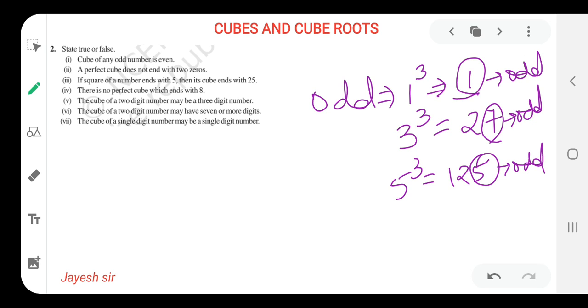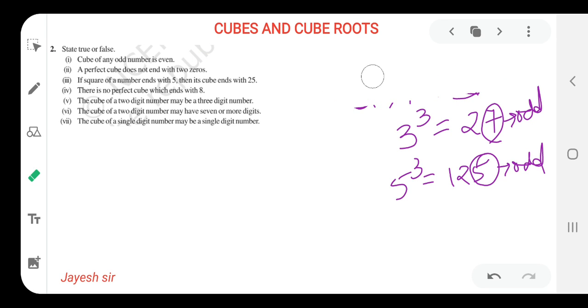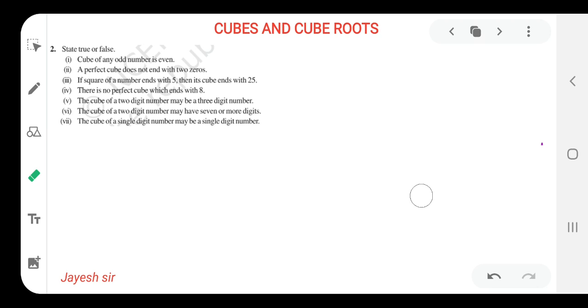That means the statement given over here is a false statement. The cube of any odd number cannot be an even number, so it is always going to be an odd number. So the answer for this would be false. I hope you all might be getting it, friends. So false would be the correct answer, and the explanation of why it is false is also given. I hope you all might be able to understand it properly and it would be clear to all of you.